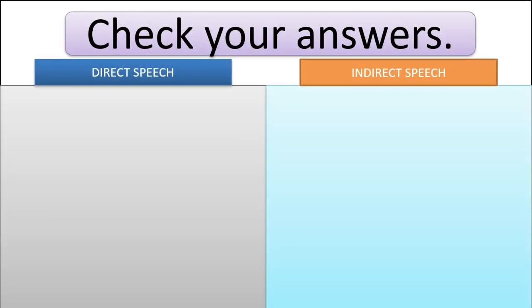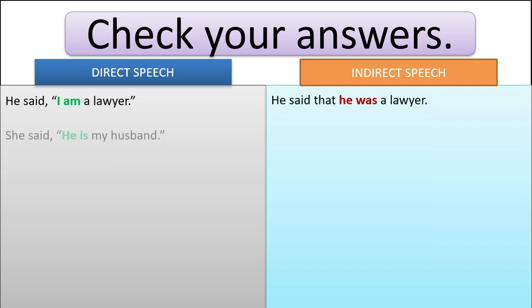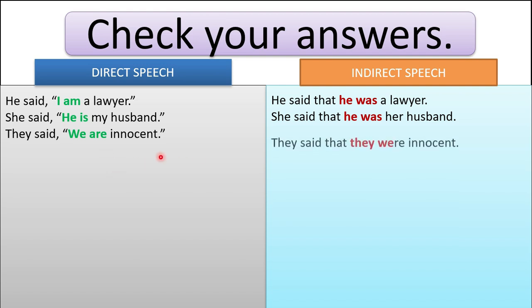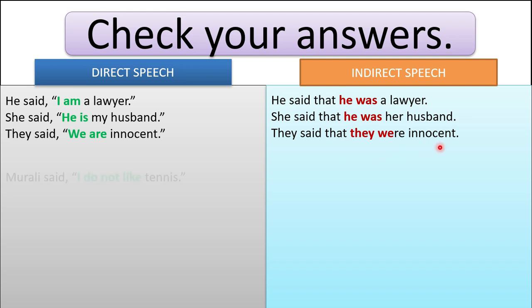Now, check your answers here. He said, I am a lawyer. This changes to, he said that he was a lawyer. I think you have written it correctly. She said he is my husband. Changes to, she said that he was her husband. They said we are innocent. This changes to, they said that they were innocent.